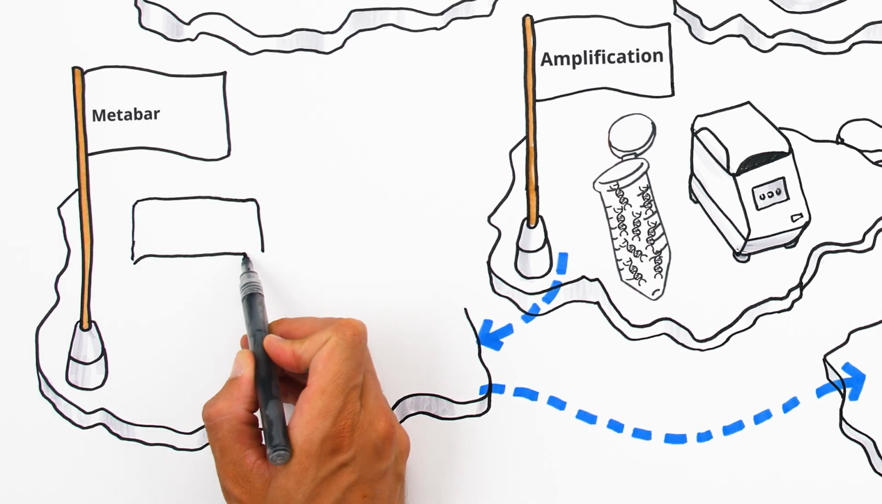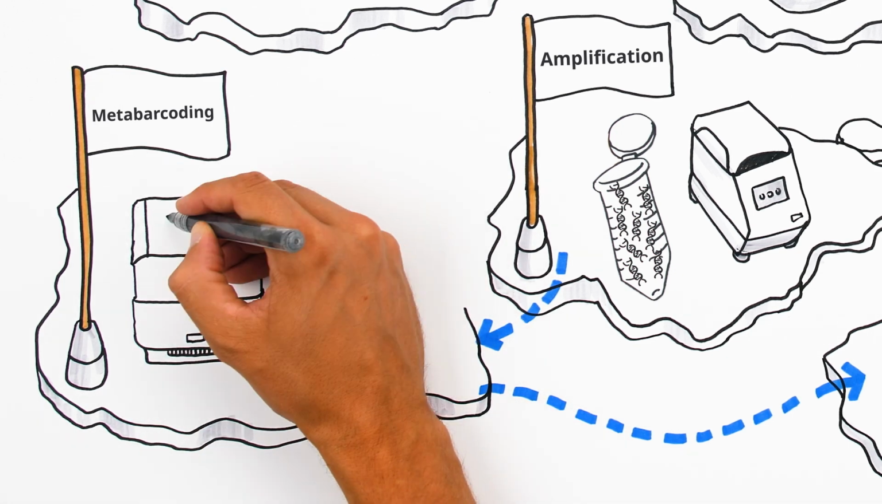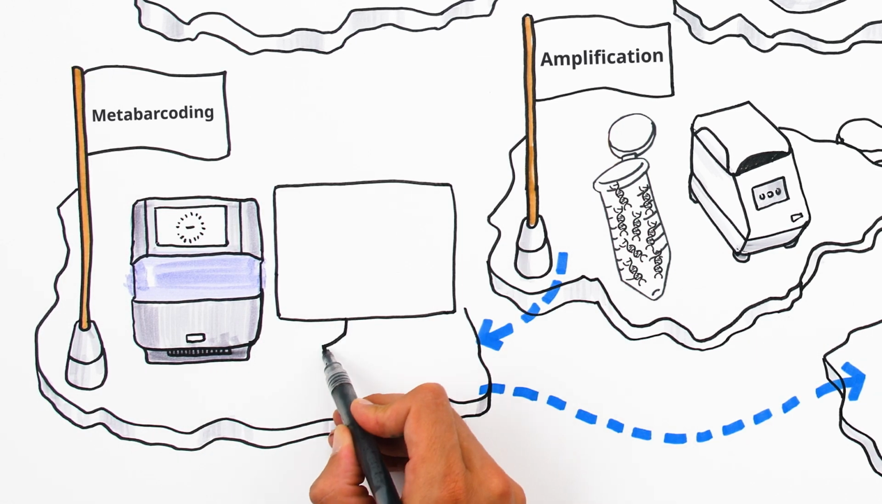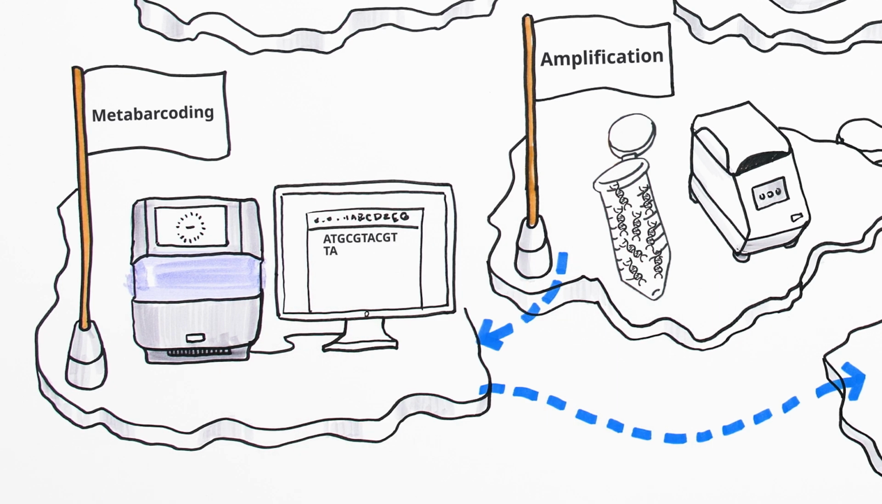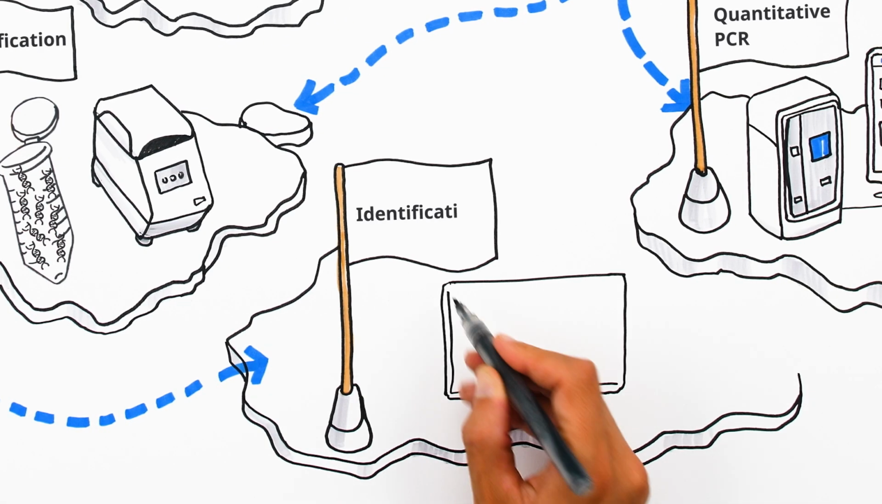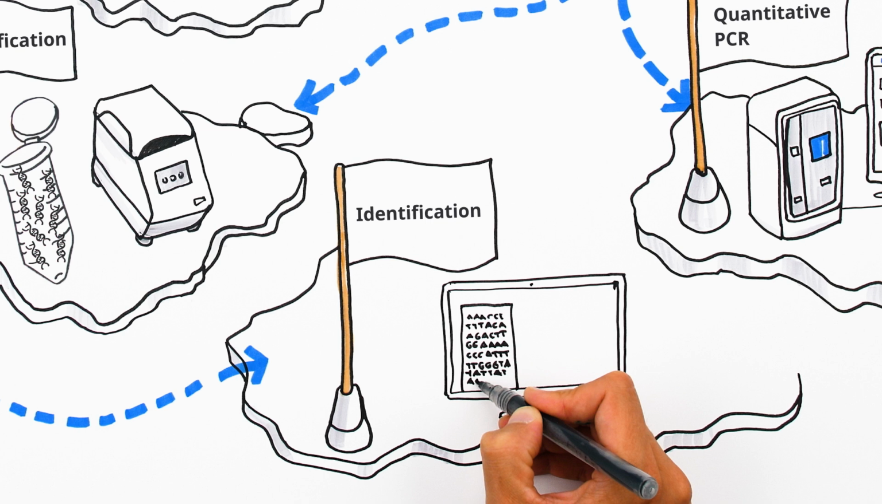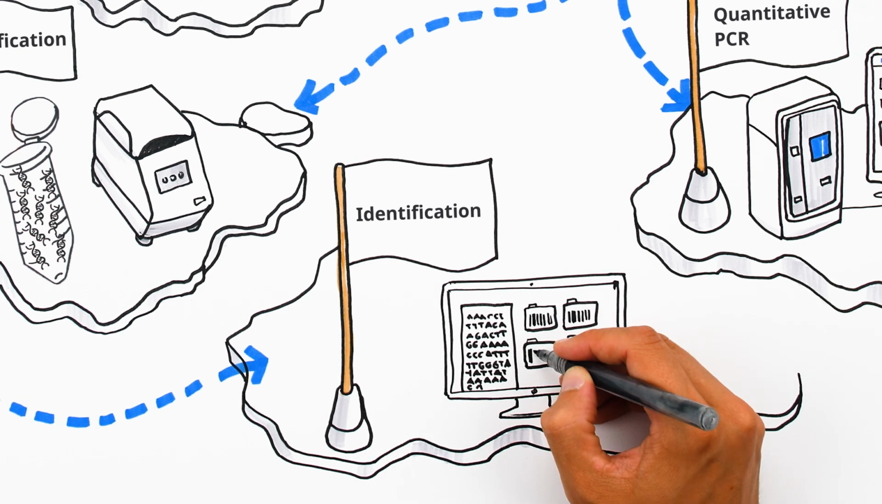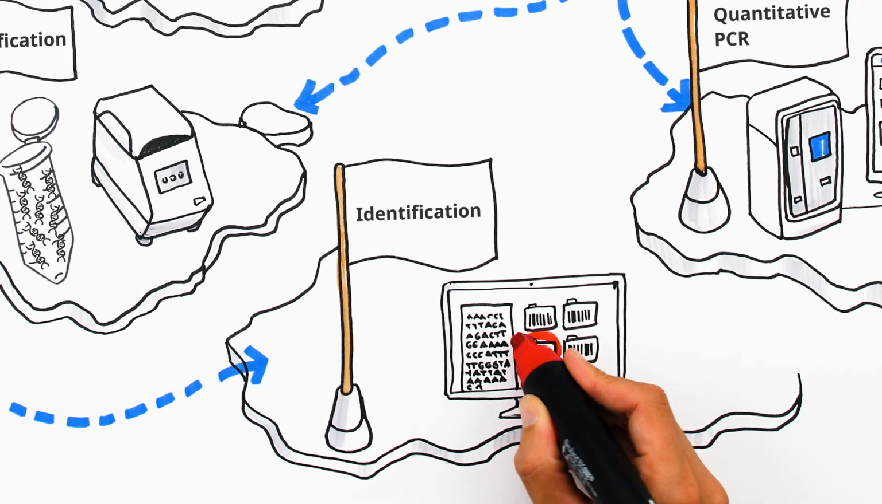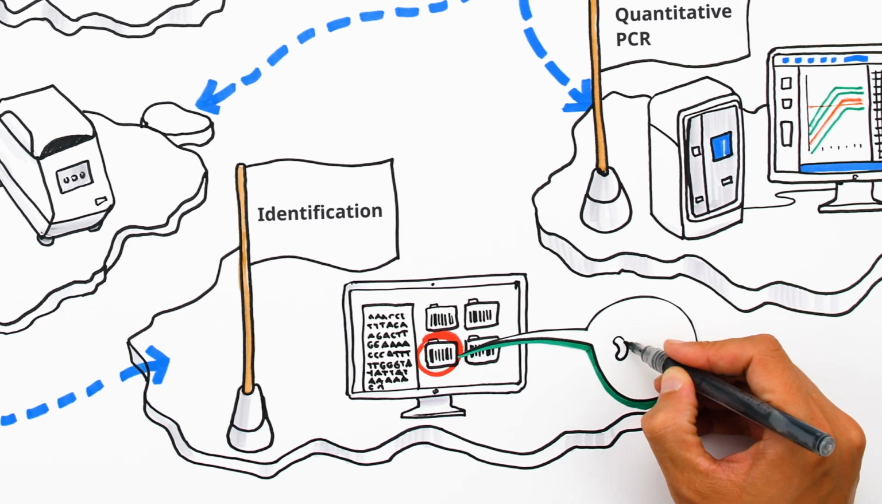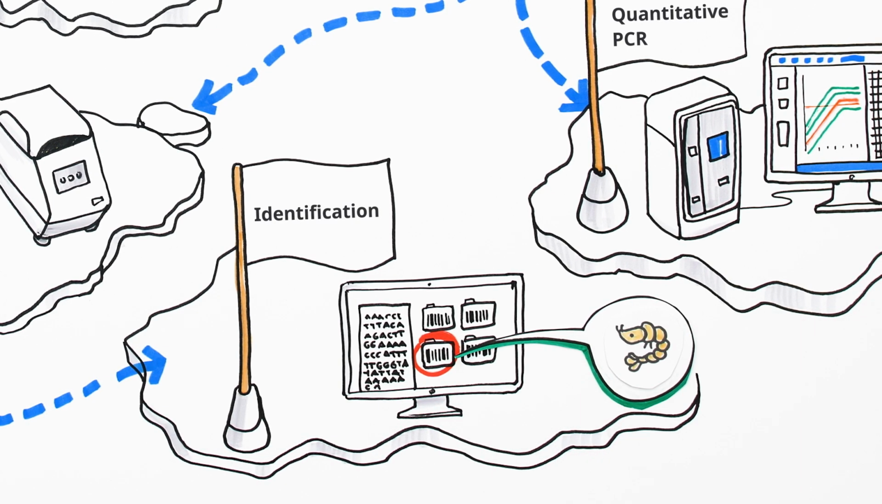To explore multiple species, we use metabarcoding. This technique uses high-throughput sequencing machines to read the amplified DNA fragments and generate sequences, the genetic fingerprints of different organisms in a sample. The generated sequences are compared to a global database to identify which species they belong to, much like scanning a barcode at a supermarket to know what's in your shopping basket. And voila! You get a list of organisms detected in your sample.